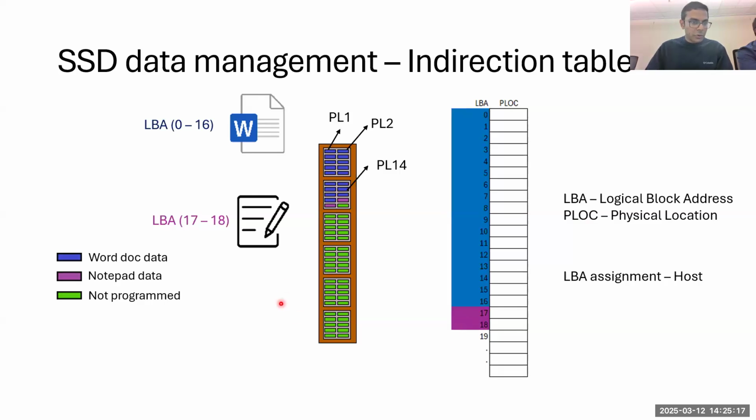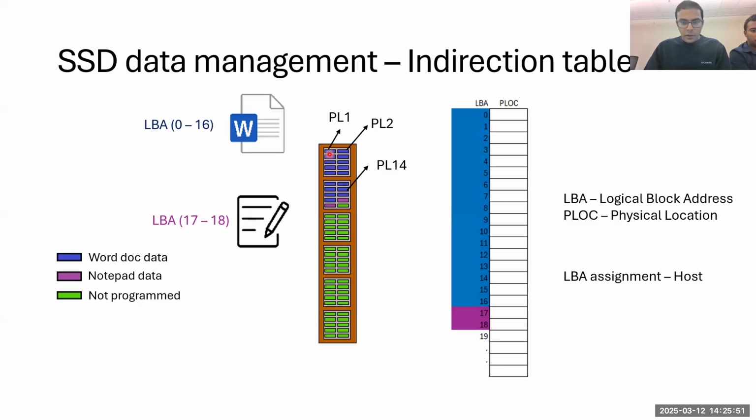So if we want to look more closely, when the host PC wants to save this file, it will generate LBAs for this Word document. So it will fragment this file into, let's say in this case, 17 LBAs. And let's say the host PC assigns LBAs 0 to 16 and tells the drive to store these 17 LBAs into the SSD. And let's say a Notepad, typically a smaller document than a Word file, comprises two fragments. And let's say the host assigns two LBAs, 17 and 18, and asks the SSD to store the data.